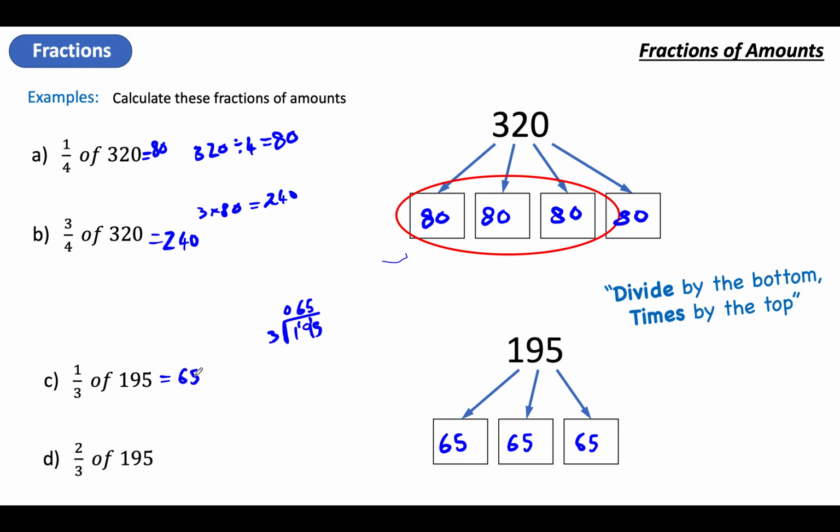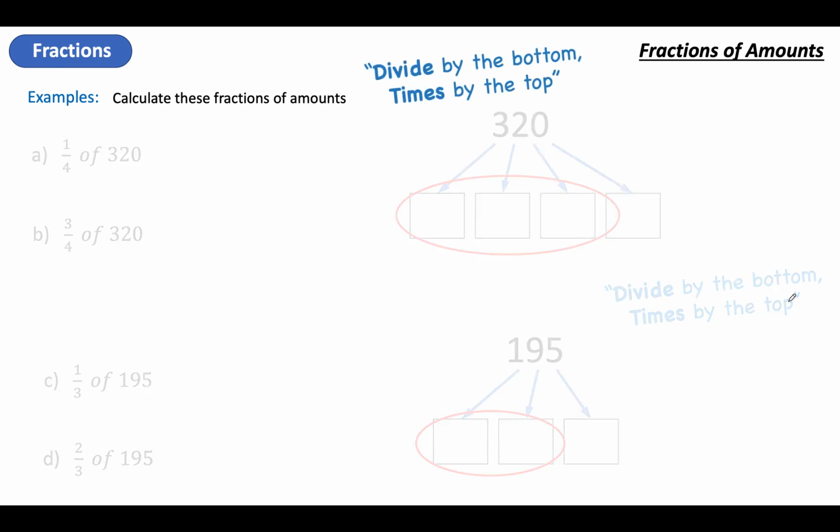But I want 2/3. That's basically find 1/3 and then times it by 2. Get 2 of them. So I want 2 lots of this 65. So it's 2 times 65, which is 130. And that's what that is. Right, but this is our main thing. Divide by the bottom, times by the top.